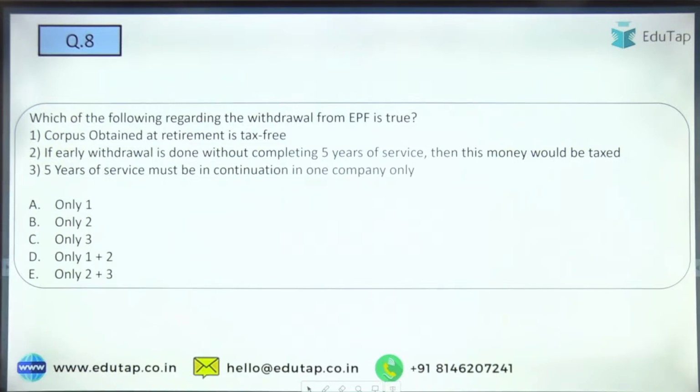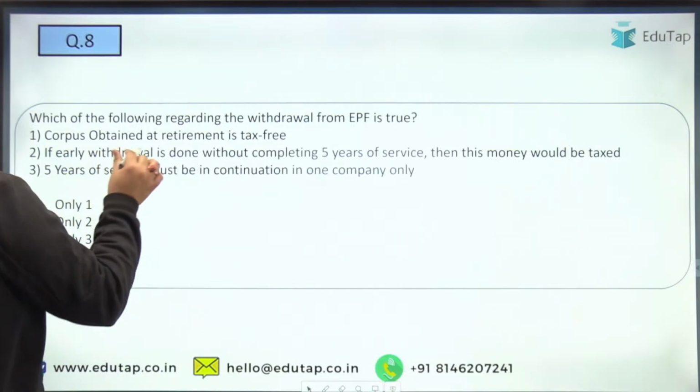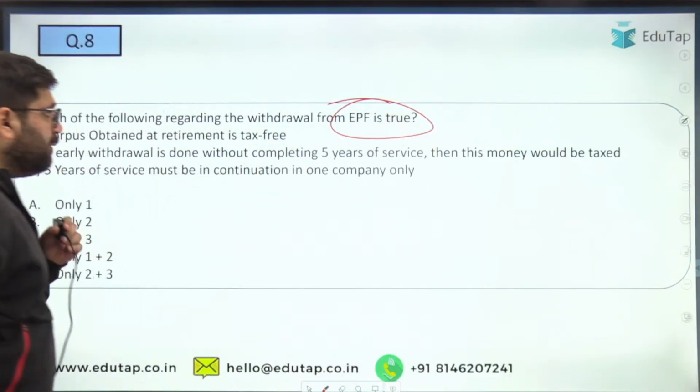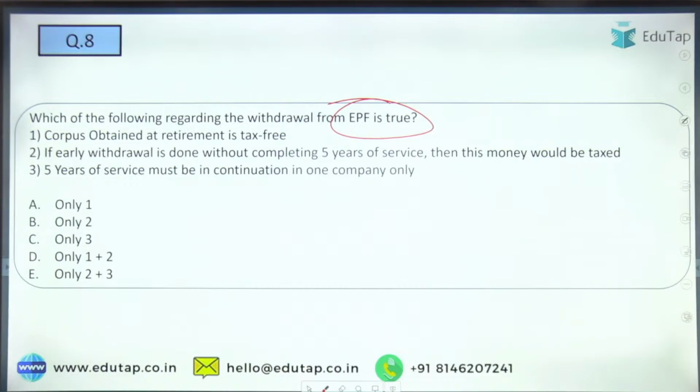Question number 8. Again, I would say a phase 2 level question. Very good, Parul as well. Come on, please answer question number 8 now. Question number 8 says: which of the following regarding the withdrawal from the EPF is true? EPF, PPF, NPS, all are important things for you related to pension. So even if you don't know the tough ones, still remember the basic stuff. This question is very basic. Even if you don't know the answer, you can still make a good guess.